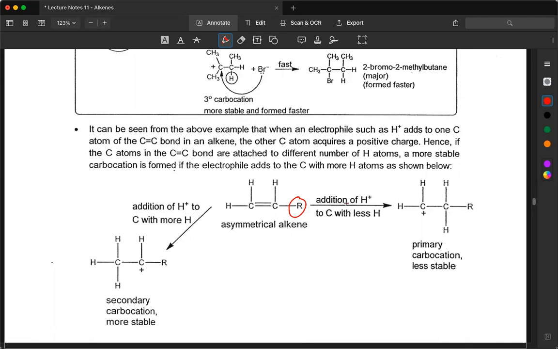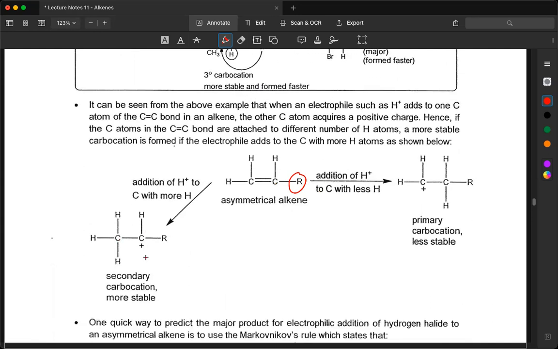So if you add the H+ to C with less H, less H is here, this one, then you will form the primary carbocation, which is less stable and forms less quickly. If the H+ is added to the C with more H, then as a result the secondary carbocation is formed, which is more stable.